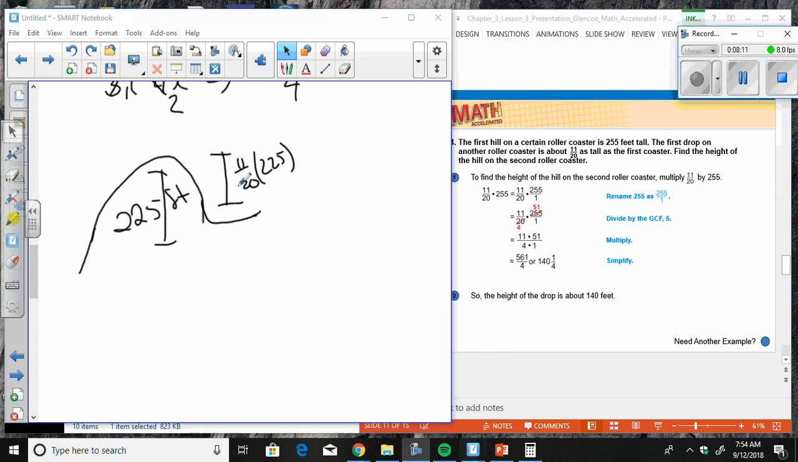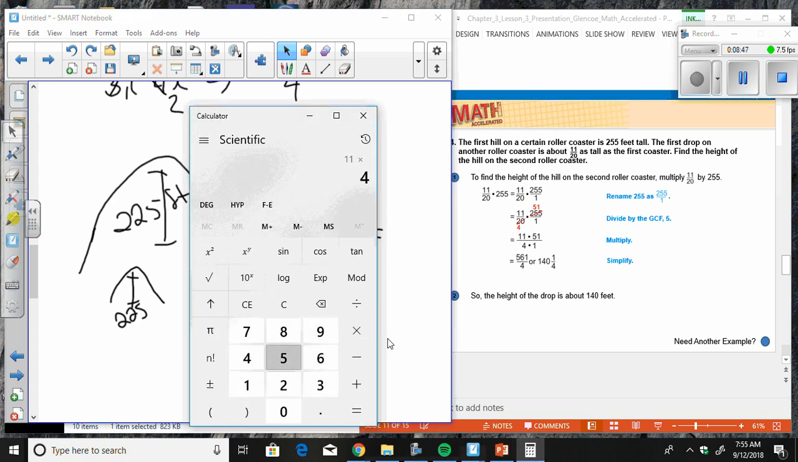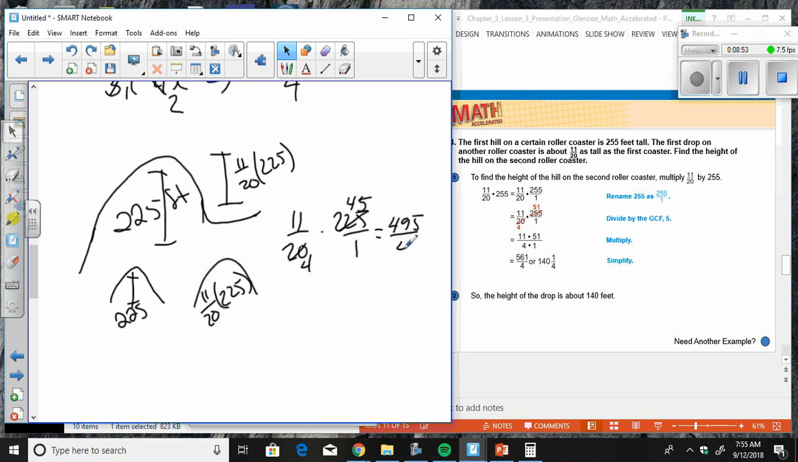Okay, so we do have 2 roller coasters here, 1 and 2. So this one's 225, and this one's 11/20 of 225. So we are going to be doing our multiplication here. We can take 5 into both of these. So this will give us a 4, and this will give us a 4 and a 5. Nothing else goes away here. So I'm going to multiply across. So 11 times 45, 495 over 4.